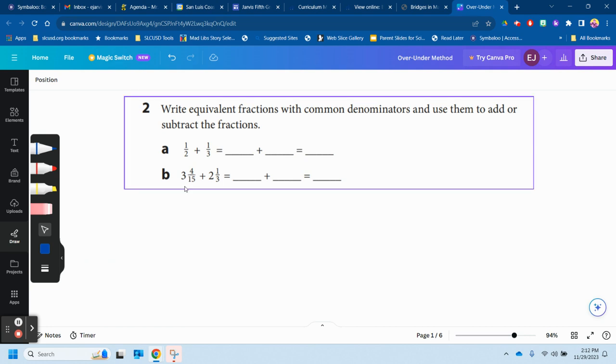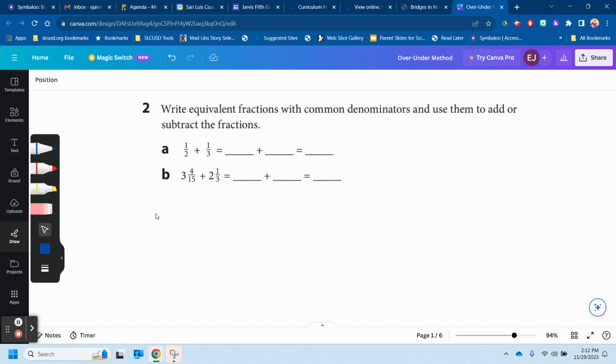So we did number one, and I'm going to do the first page. I'm taking a few problems on the first page. So first, we're going to look at number two. I think everyone got through number one.